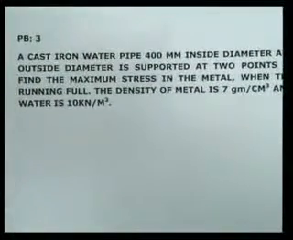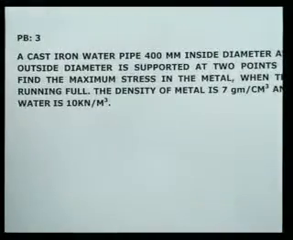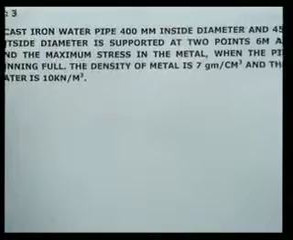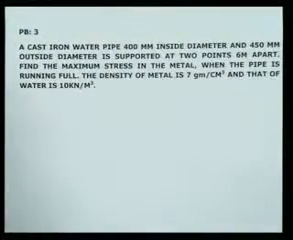So this concept we are going to use in our next problem. That is, what is the problem? First read that particular problem. So the problem is that we have got cast iron water pipe, right? Cast iron water pipe, and it is 400 mm inside diameter and 450 mm outside diameter. It is supported at 2 points 6 meters apart. Find the maximum stress in the metal when the pipe is running full.